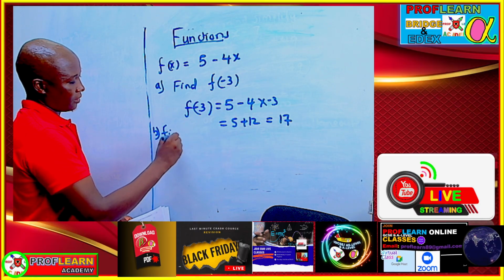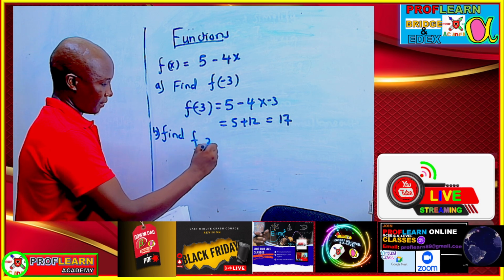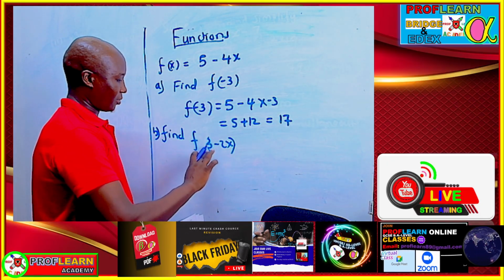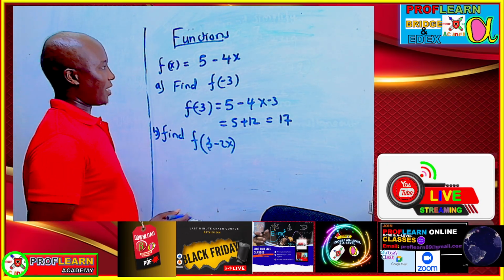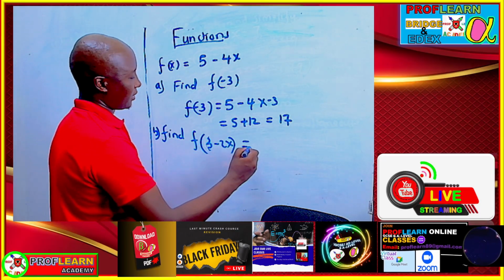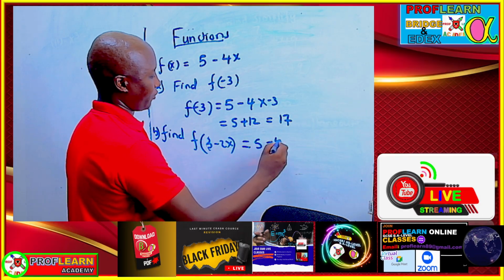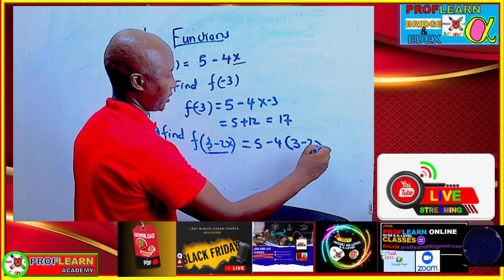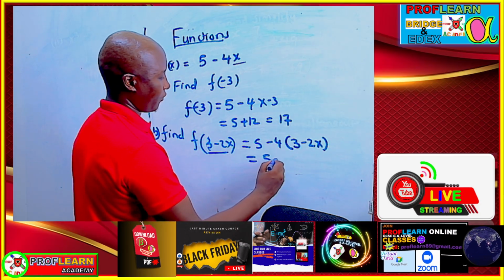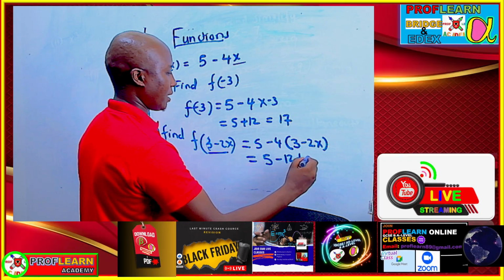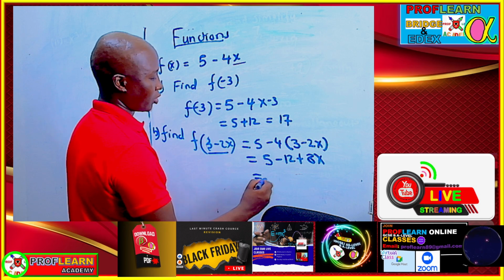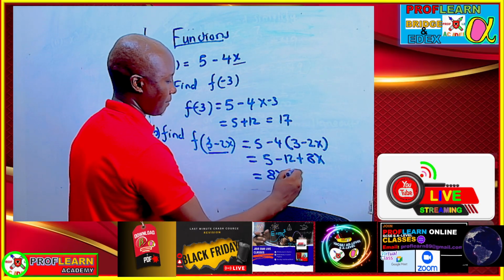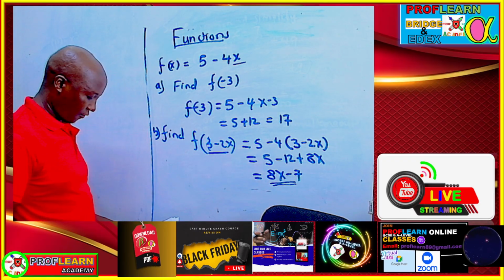Part B, find f of 3 minus 2x. Just 3 minus 2x. Whenever you have that, we are going to say that this is equal to 5 minus 4. Anywhere you have x, you are going to replace it with this 3 minus 2x. Then if you expand it, it becomes 5 minus 12 plus 8x, and 5 minus 12 is going to give us minus 7, so it will be 8x minus 7 as our final answer.